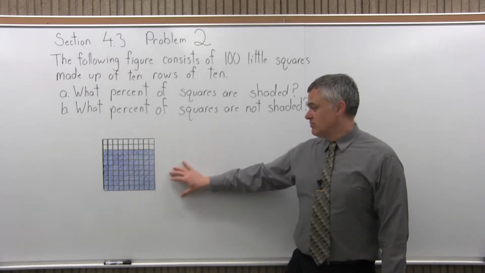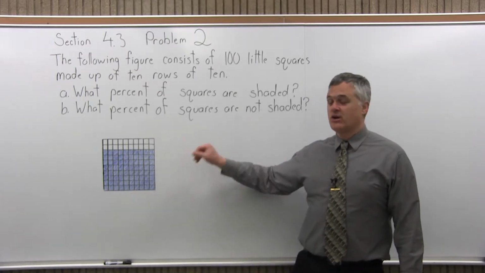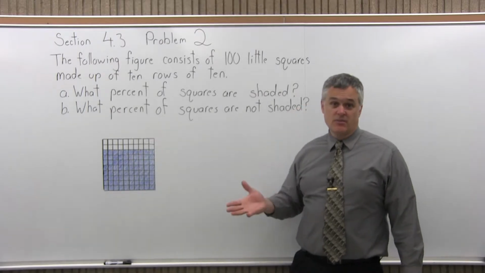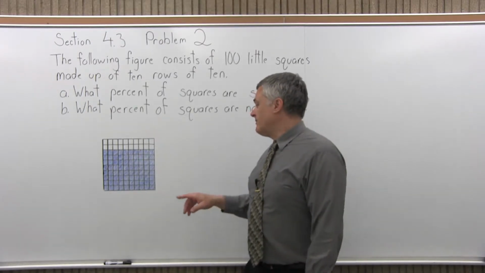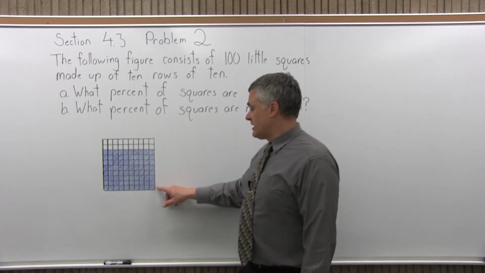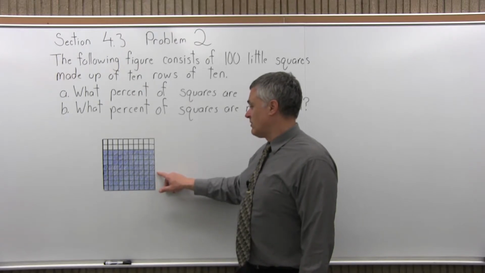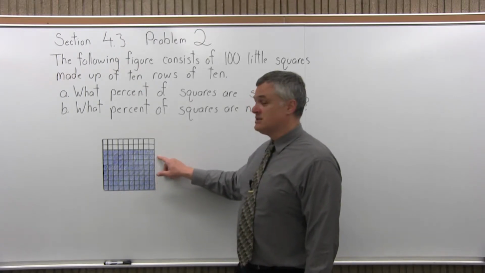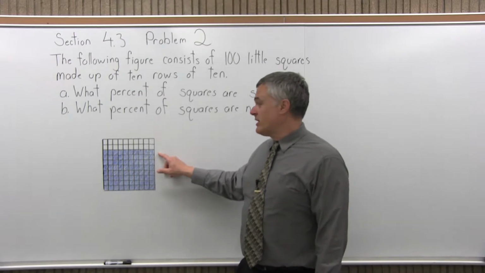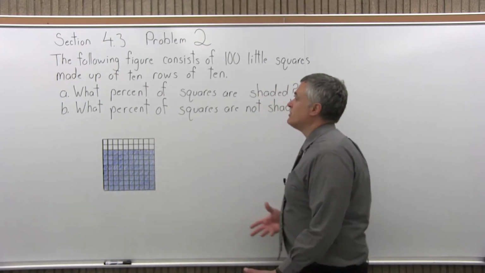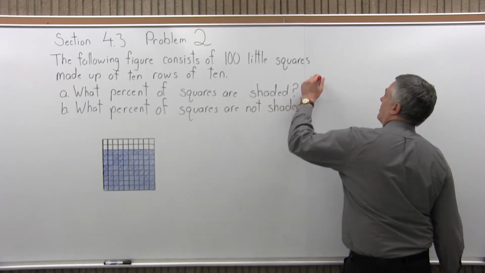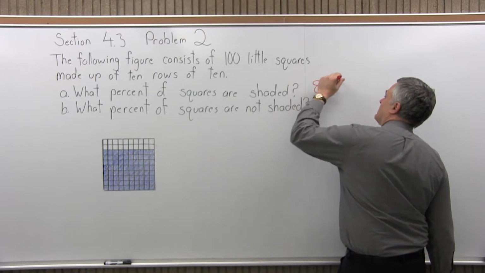So if you look, the bottom portion is shaded. A lot of them are shaded. So what you want to do is count up how many out of the 100. Now, they're in rows of 10. So we have 10, 20, 30, 40, 50, 60, 70, 80 squares out of the 100 are shaded. So what percent are shaded? 80 out of 100 would be 80%.